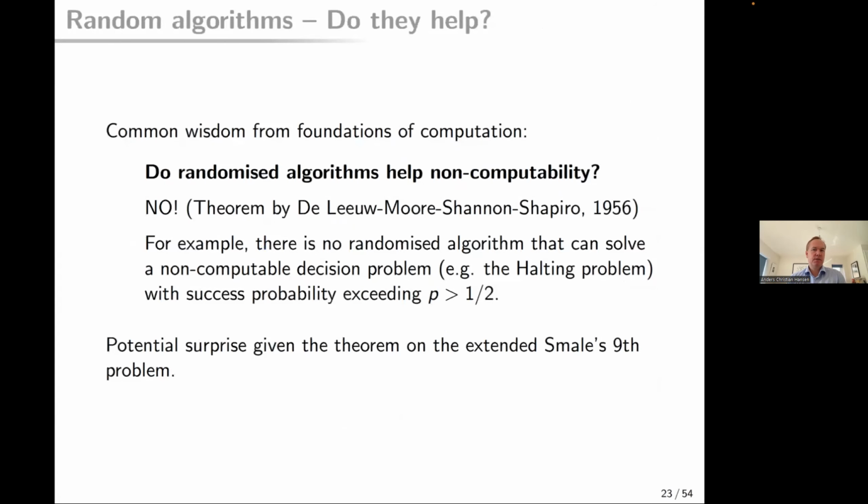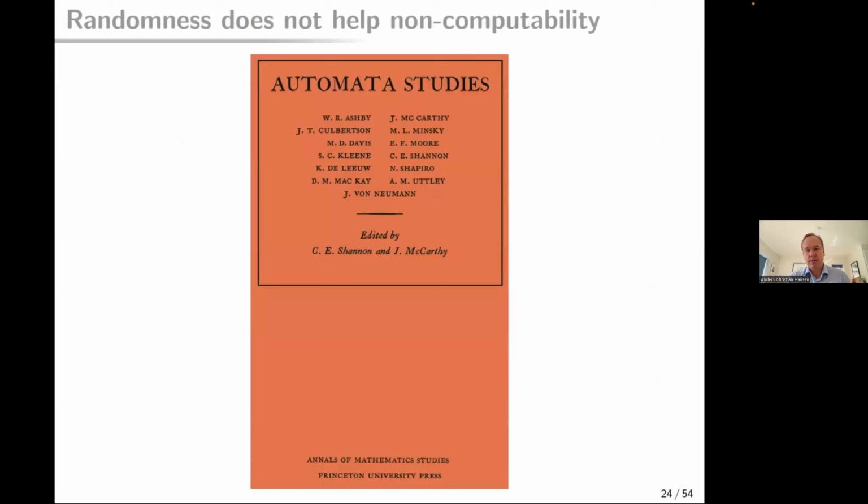But now I want to comment on this bizarre thing about that probability, because the classical wisdom, due to a legendary result, is that randomness does not help non-computability. And some of you may know this very well. This is a legendary volume in the Annals of Maths Studies from 1956. And as you can see here, the authors contain some of the finest minds at the time, focusing on foundations of computation. Modulo Turing, this was printed in 1956, and Turing had passed away before that.